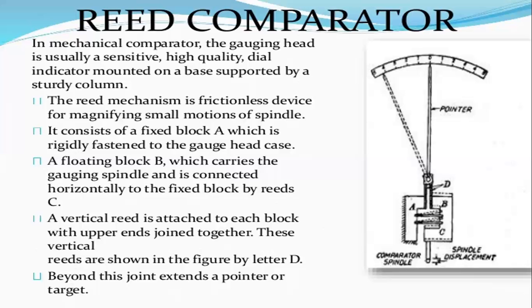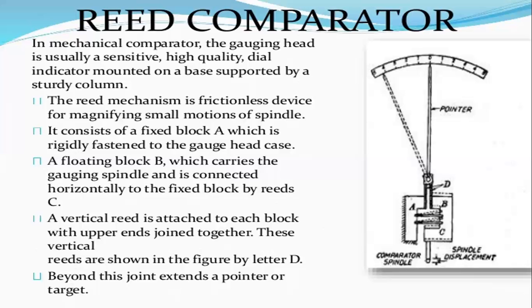So in a mechanical comparator, the gauging head is usually a sensitive, high quality dial indicator mounted on a base which is supported by a sturdy column. And the reed mechanism is a frictionless device. First of all, the reed mechanism is a frictionless device for magnifying small motions of the spindle.